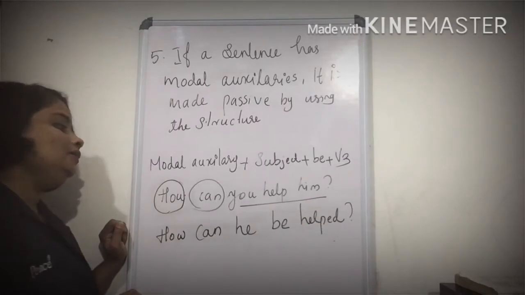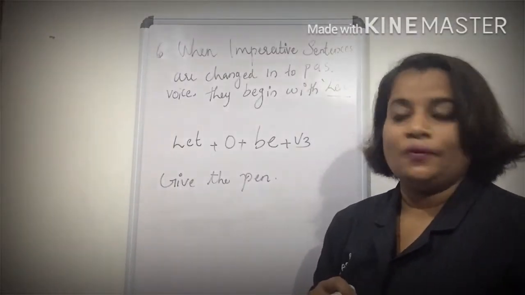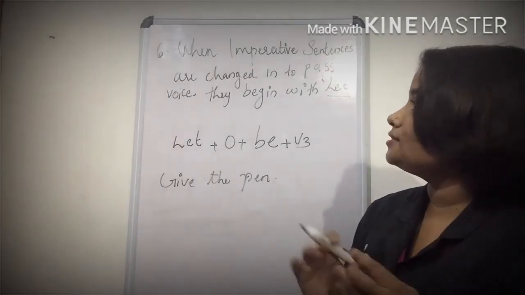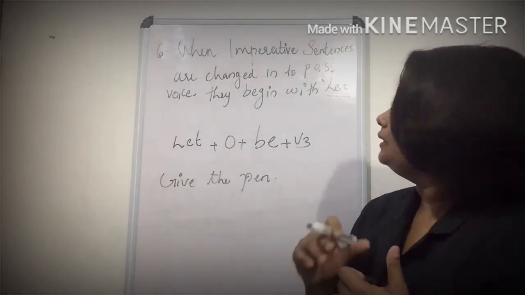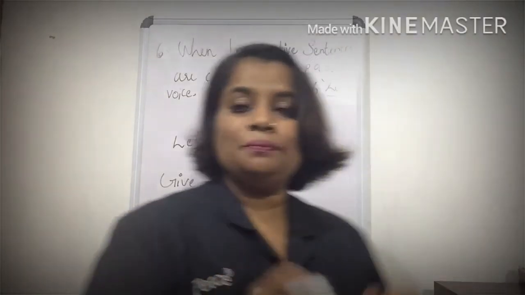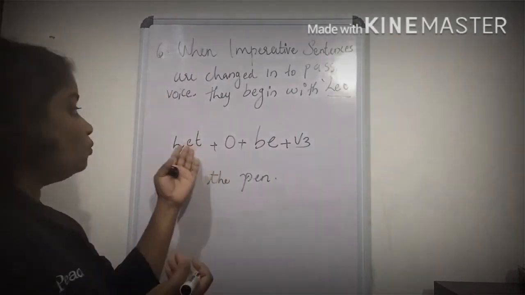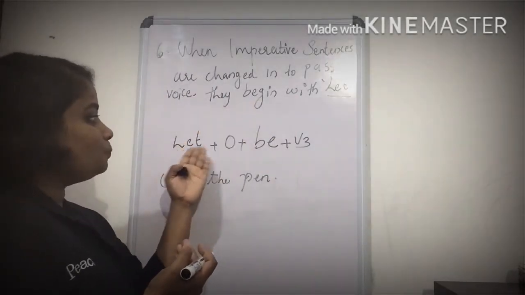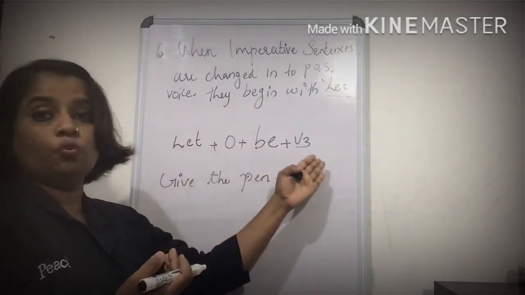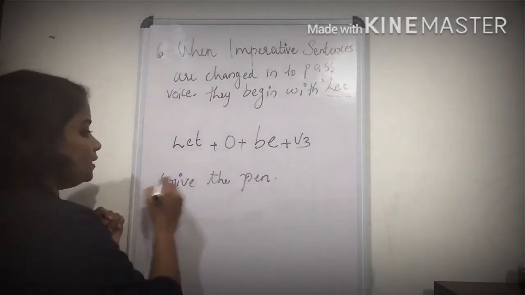Okay, how can he be helped? In the case of imperative sentences, when imperative sentences are changed into passive voice, they begin with let. Do you know what is an imperative statement? Yes, command, request or orders. So the structure will be let plus object plus be plus V3 in the case of passive voice. Okay, so this is the example.